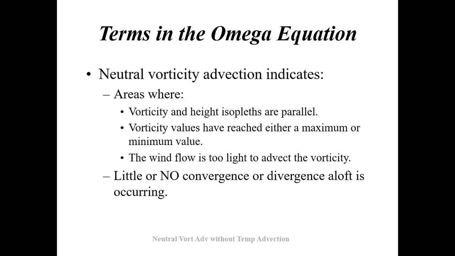So neutral vorticity advection is going to indicate areas where your vorticity lines and your height lines are parallel to each other. They do not cross. Vorticity values have reached either a maximum or minimum value, and the wind flow is too light. You could have a case where the wind flow is just simply too light and it doesn't really move the vorticity values. It really doesn't change the vorticity over time when the wind is really light. In this case, you get little or no convergence or divergence aloft. Okay?